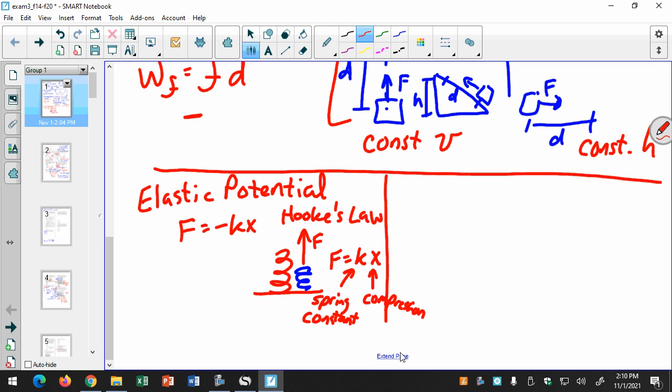I left the negative off. Don't worry about the negative right now. We'll talk about that in class. The more you compress a spring, the bigger force is required.